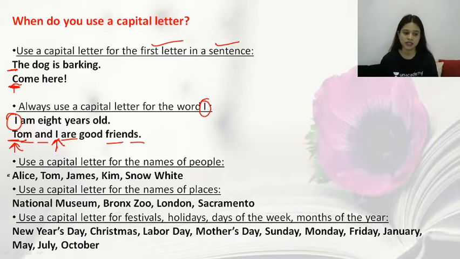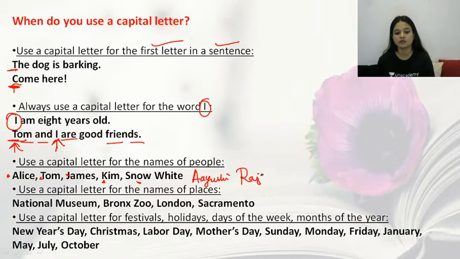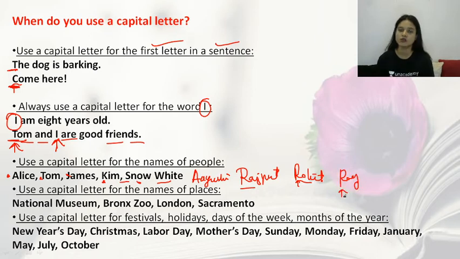Similarly, other names like Aayushi, Alice, Tom, James, Kim, Snow White will all be in capital. Now you see even the last names. Hi Girish, even the last names. So if I say I am Aayushi Rajput, Aayushi will be capital, the first letter. Rajput will also be capital. The first letter in Rajput will also be capital. So Snow White. Rohit Roy, you'll write Rohit capital, and Roy also capital.